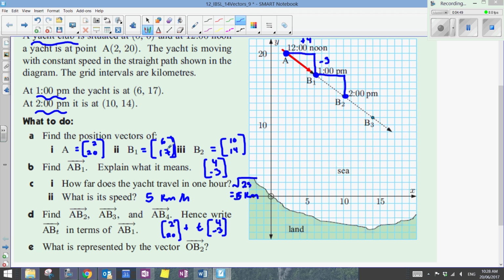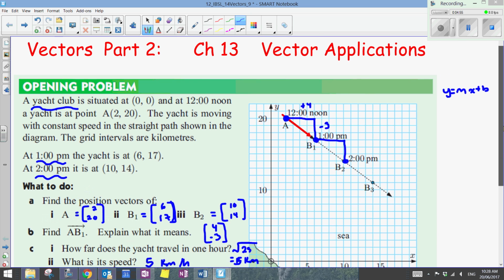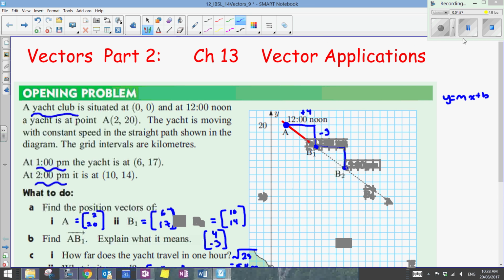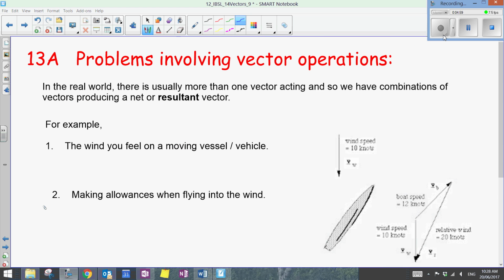So just trying to go through what we're linking here with our linear motion and also how vectors play a role in that. And we'll start by just commenting on this opening problem in class as well. So now getting into chapter 13 and section A, we are limited on the amount of questions that we have to practice this, so we'll just go through a couple examples in the video.